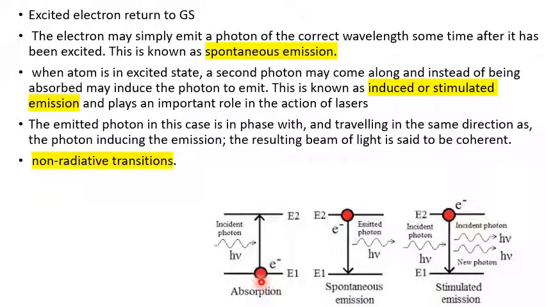An electron of an atom is in the ground state with ground state energy E1, and the excited state energy is E2. When a photon with energy equal to delta E, the difference between the energies of these two levels, is absorbed, the electron is excited to the E2 state. And when this electron returns to the ground state, it emits a photon of the correct wavelength sometime after it has been excited.